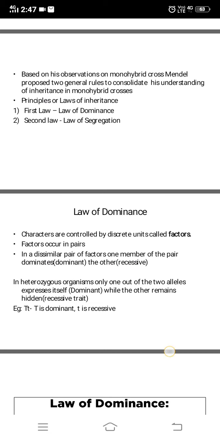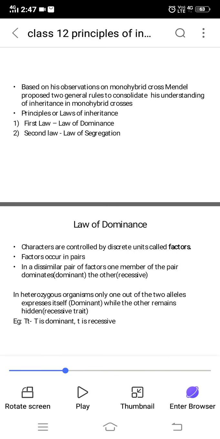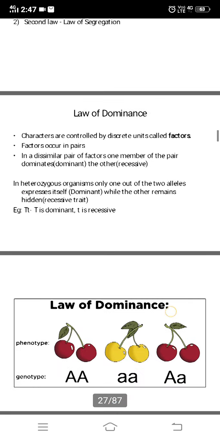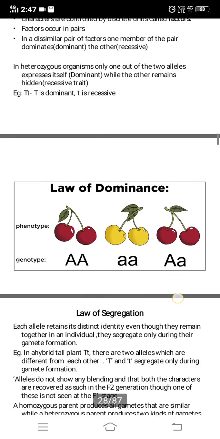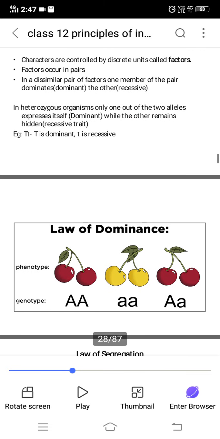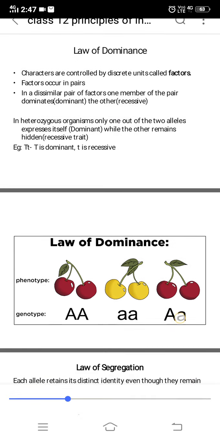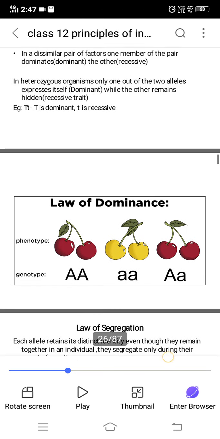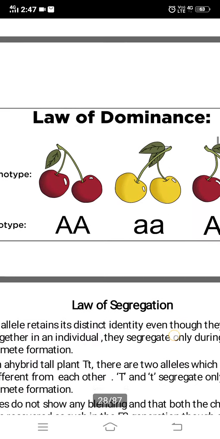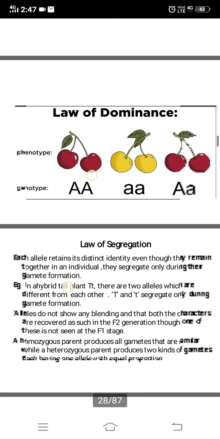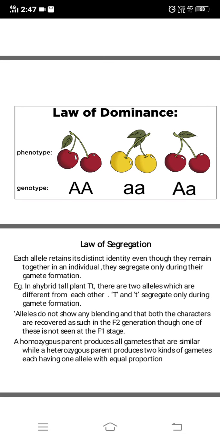Then we learned the law of dominance and the law of segregation, which were based on Mendel's monohybrid cross. The law of dominance says that characters are controlled by discrete units, and these units are called factors. Mendel used the term factors for genes. We learned that there is a dominant character and a recessive character. Then we learned the law of segregation, in which the alleles retain their distinct identity and segregate during gamete formation.